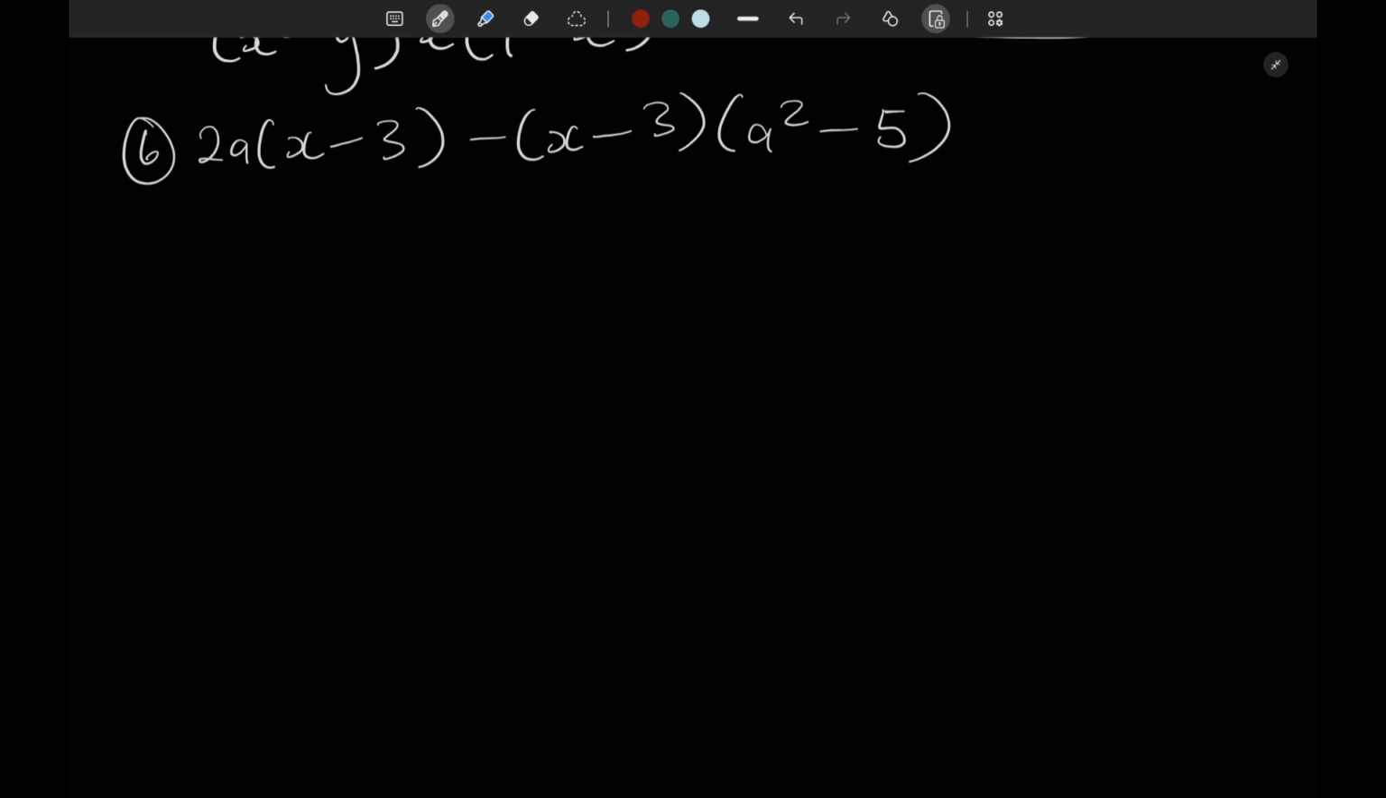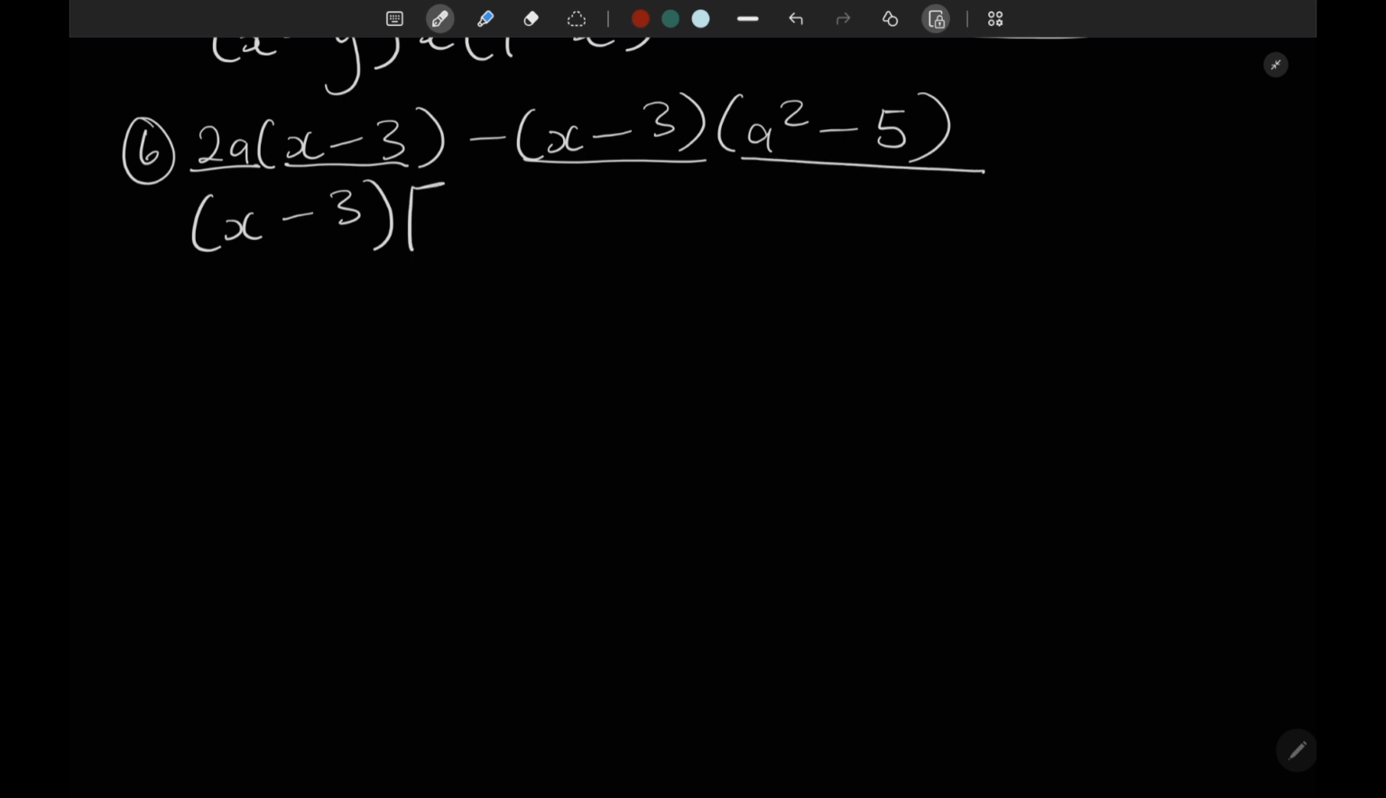Now let's do another example that's a bit trickier. Number 6, let's do 2a(x - 3) - (x - 3)(a² - 5). Okay, what's the first step? You have to identify your common bracket. You have x - 3 here in the first term and x - 3 in the second term. So let's write down our x - 3. And we also have 2a and a² - 5, right?